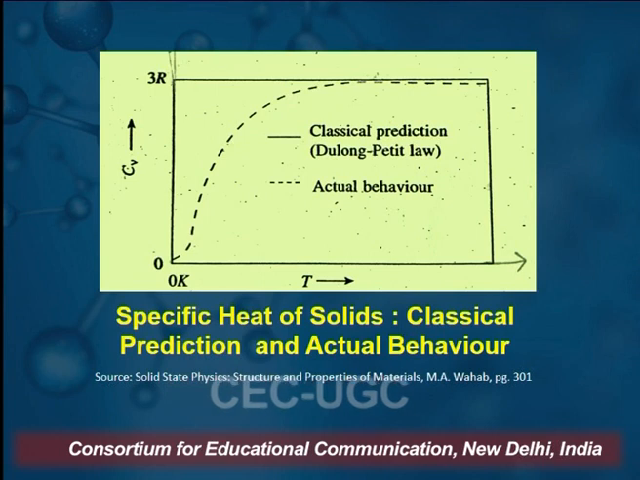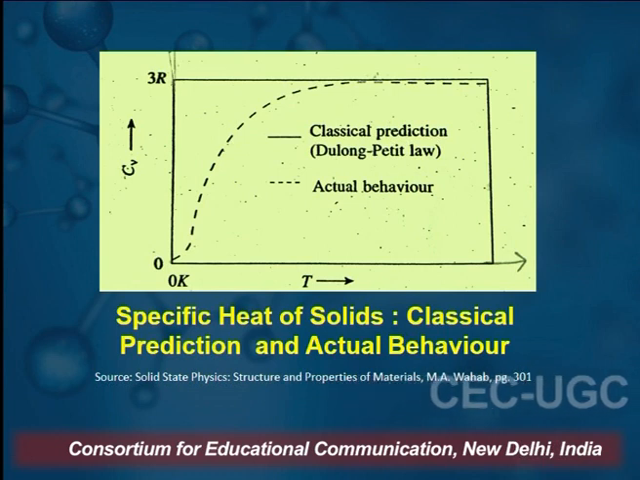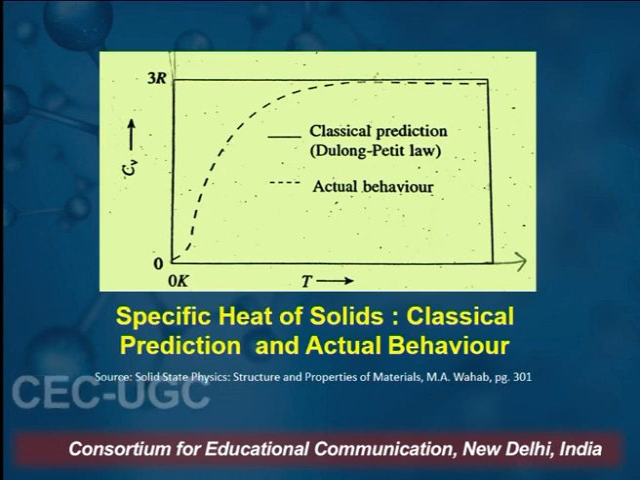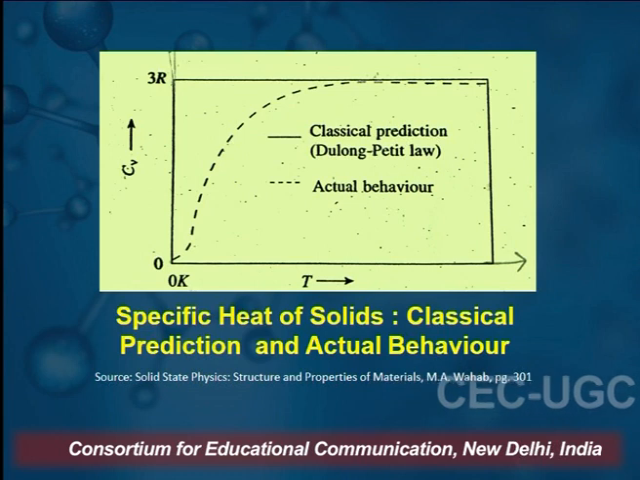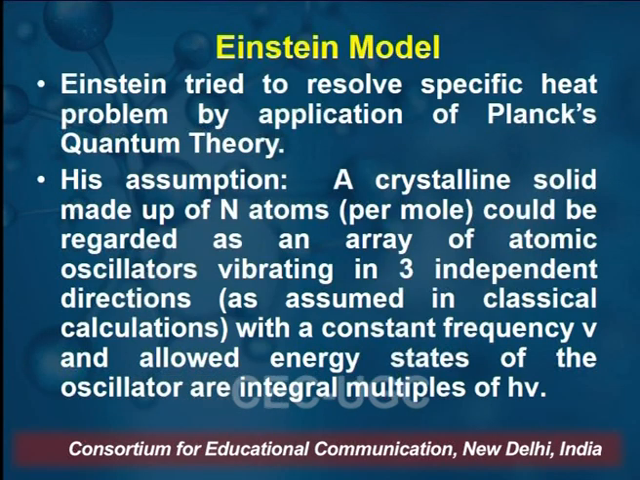So, if I plot the solid line at Cv equal to 3R, a constant value for different temperatures, according to Dulong-Petit's law, that should be the value. However, the actual behavior is somewhere around what is shown by the dotted line. It does not remain constant at low temperatures; rather it falls to 0, and the fall is as shown by the dotted line. So, to solve it, Einstein tried to resolve this specific heat problem.